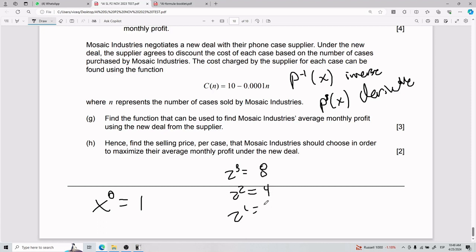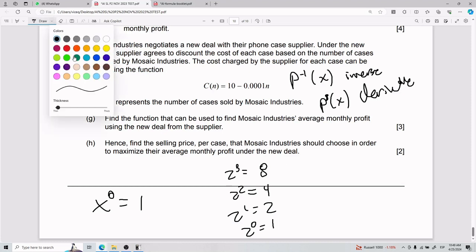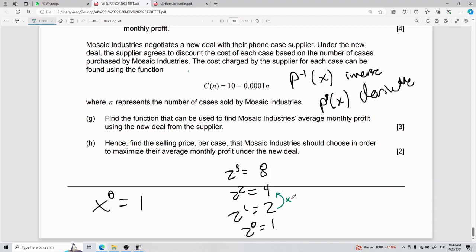2 to the power of 1 is going to be 2. 2 to the power of 0, as I said, is always going to be 1. Now, if you go in this direction, you're doing times 2. But if you work backwards, you're going to end up doing divided by 2. And 2 divided by 2, one last time, gives you 1.